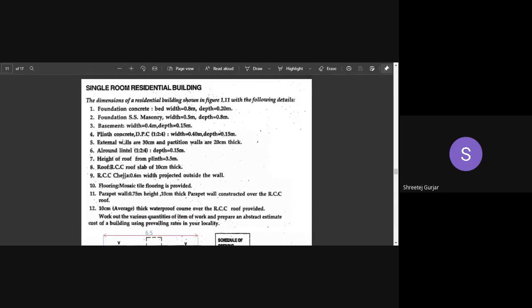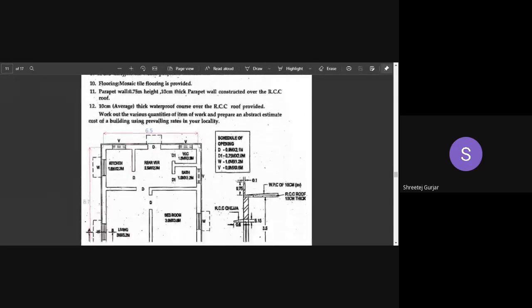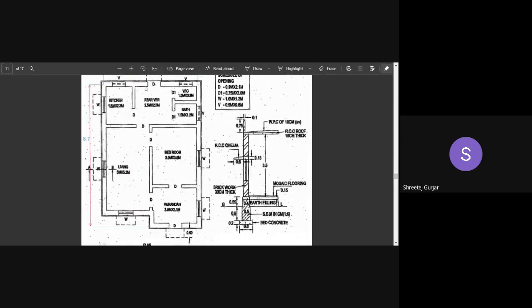Next, external walls. External walls are 30 centimeter and partition walls are 20 centimeter thick. Let me just show you what I mean by external walls. These are my external walls. You can see the entire periphery of my building is made up of 30 centimeter wall.